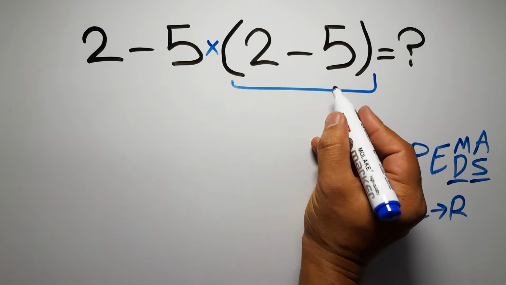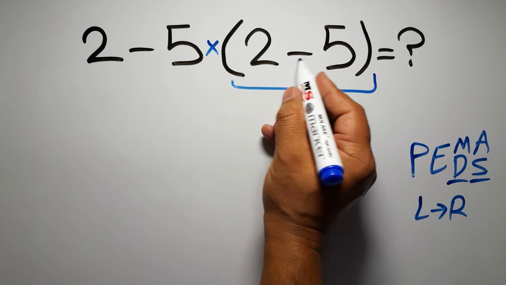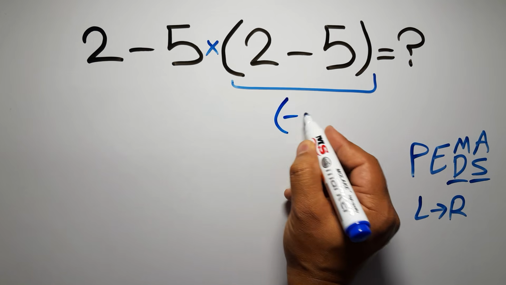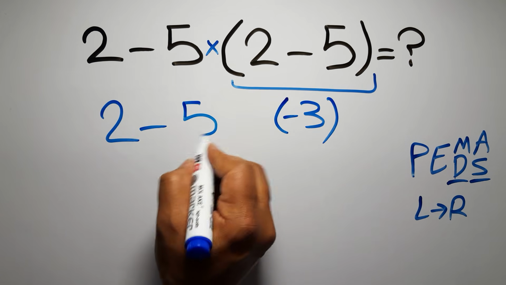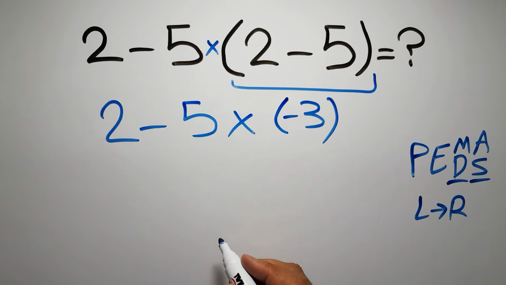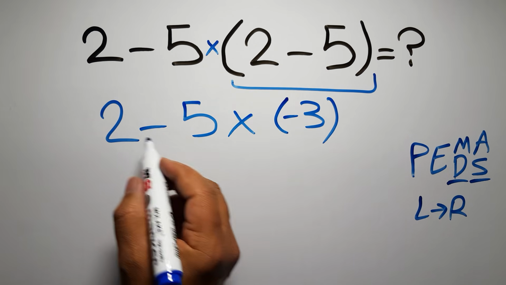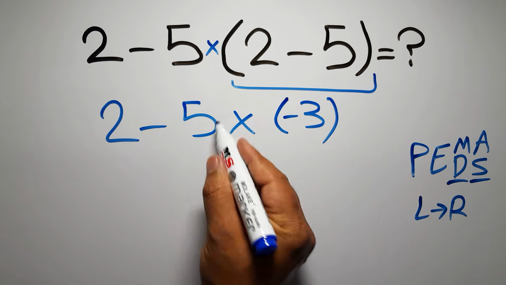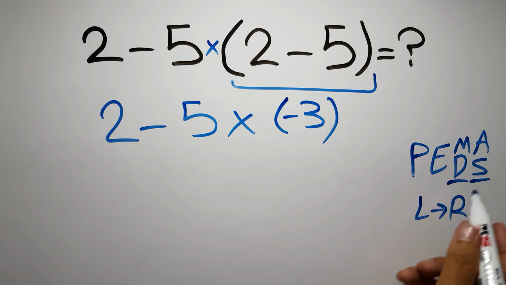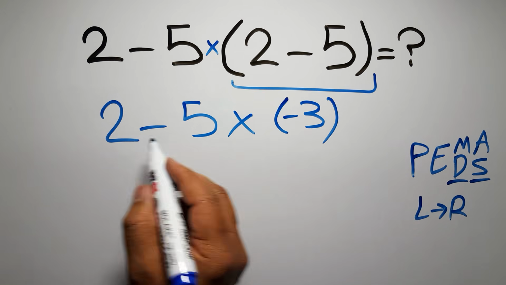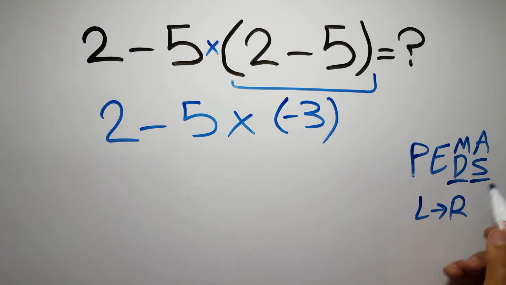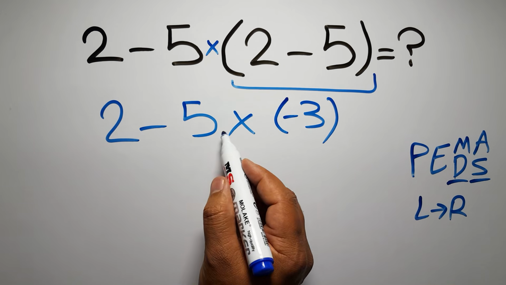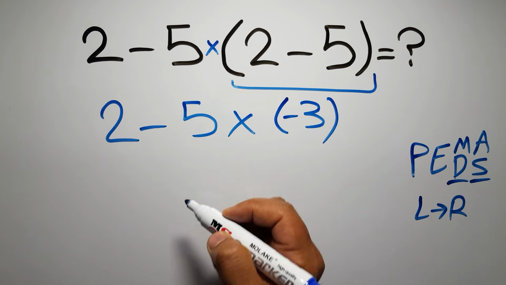So first this parenthesis. Inside this parenthesis we have 2 minus 5, which gives us negative 3. So 2 minus 5 times negative 3. In this expression we have one subtraction and one multiplication. According to the PEMDAS, multiplication has higher priority than subtraction because multiplication comes before subtraction. So first we have to do this multiplication.